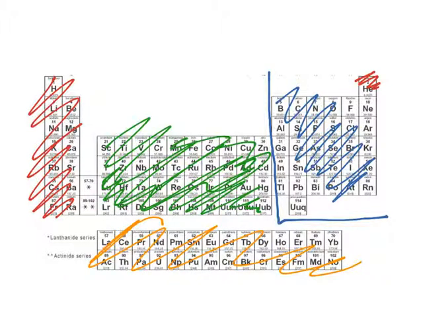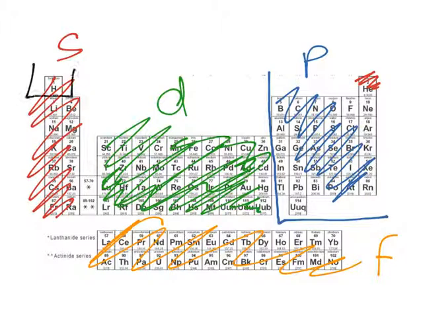So the red section means S as a subshell. The green section means D. The blue section means P, and the yellow section means F. So what does this tell you? What it tells you is where the last configuration will be. So let's say hydrogen, which is right here. It's going to be in the S portion of the periodic table, so it will have to end with an S subshell.